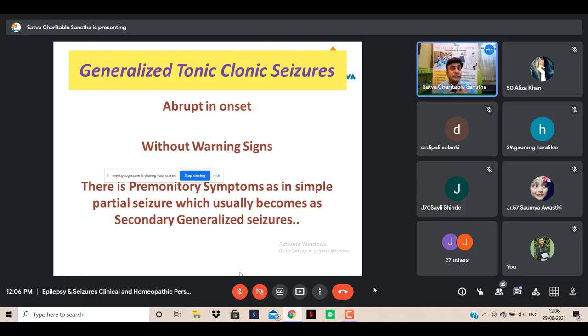I told you, in simple partial seizure, there is a premonitory symptom in terms of a vague sensation, a deja vu, epigastric sensations, a visual hallucination, or some sounds. So the same premonitory symptoms can be seen in these patients also, which is usually followed by secondary generalized seizures. Okay. Means the person will go into convulsions. Whereas in simple partial, the person only has sensation. There is no generalized tonic-clonic convulsion. So this is the difference between a simple partial sensory seizure and a generalized tonic-clonic seizure. One part of the symptom is there in both, but generalized tonic-clonic seizure may get active convulsions. Okay. So that is very important.